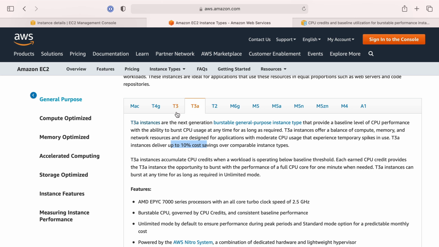So all in all, these have a system of CPU credits. This is something you definitely need to keep in mind when choosing to use a T2 or T3 or T4 instance type.